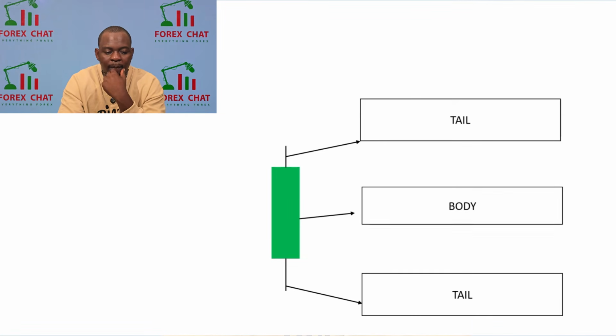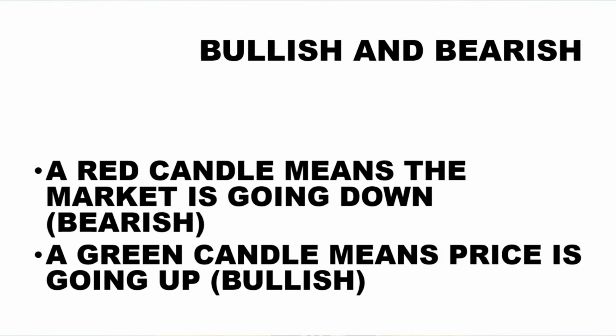So when it is green, we call it a bullish candlestick. I hope you have taken note of that. You call it a bullish candlestick. The bullish part is coming from, it is going up, and it comes from the fact that, you know how bulls fight, like when they are fighting, isn't it?